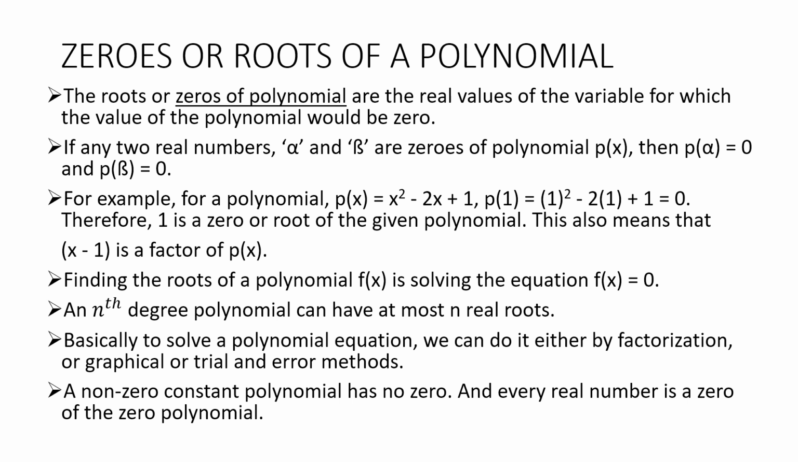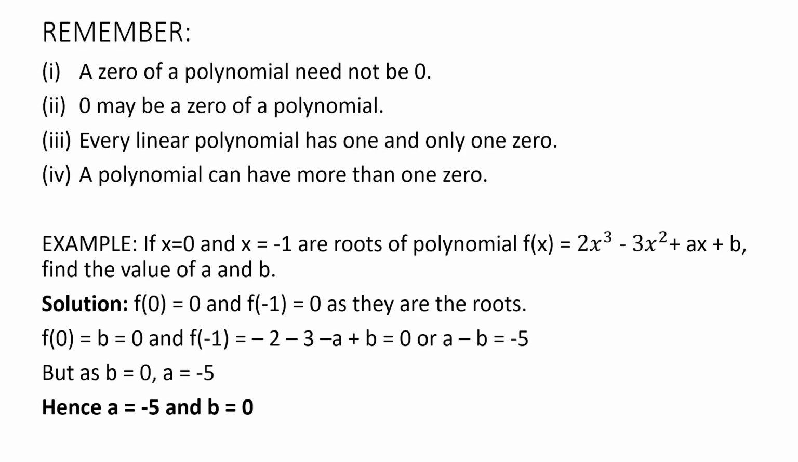A non-zero constant polynomial has no zero. Why? Because suppose the polynomial is 5, for no value of x will it be equal to 0. So it has no zero. And every real number is a zero of the zero polynomial. That is also very obvious. So remember, first thing, a zero of a polynomial need not be 0.